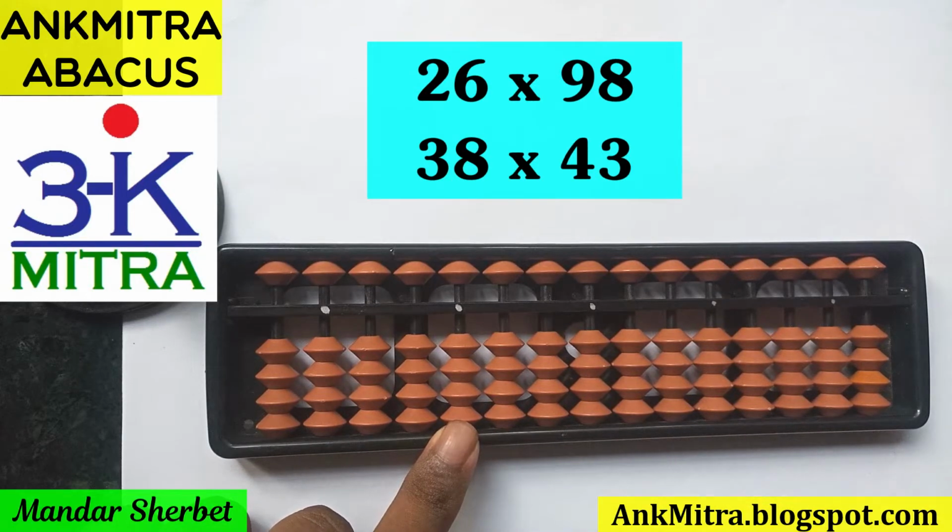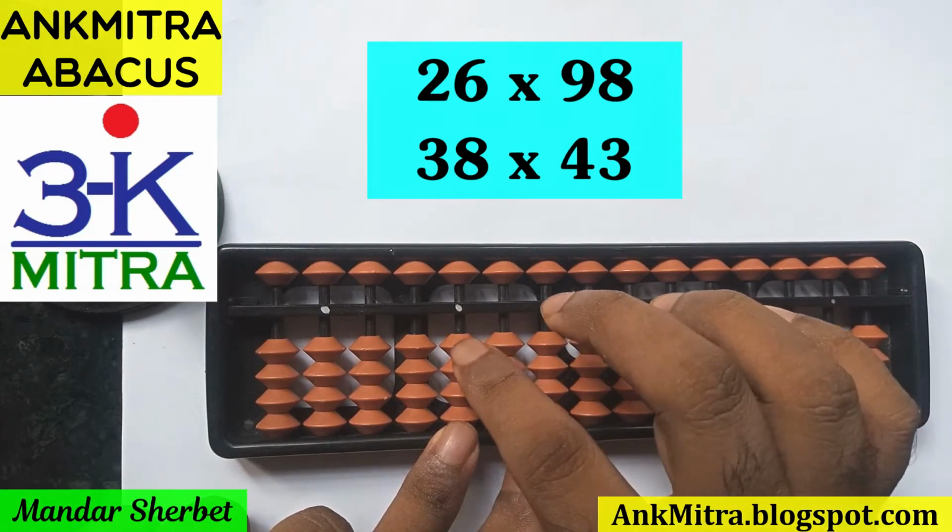Now the first step is, we'll consider the tens place digit of 98, which is 9. So the tens place digit of 98, which is 9, will be multiplied with 2 and 6 one by one in the first part of the calculation. So the first step is 9 multiplied by 2. That answer will be taken from this rod. 9 multiplied by 2 is 18. So 18 will start from this rod.